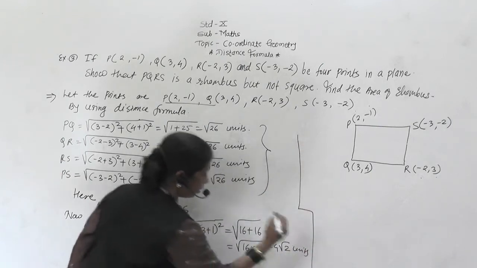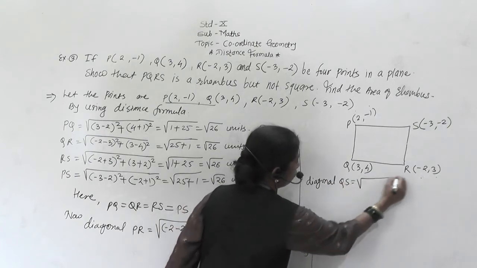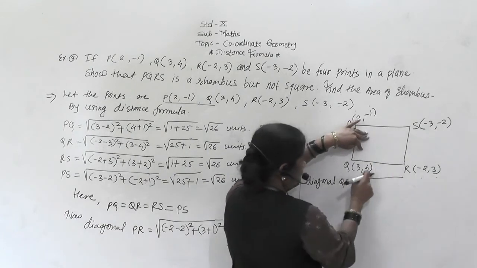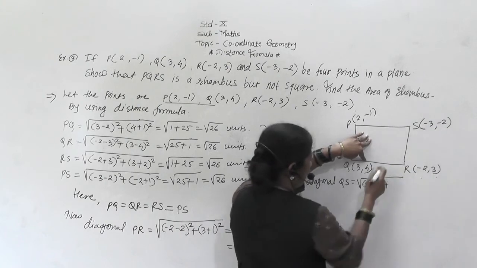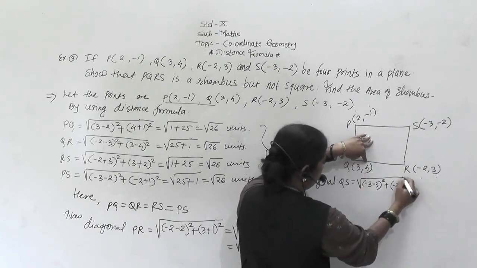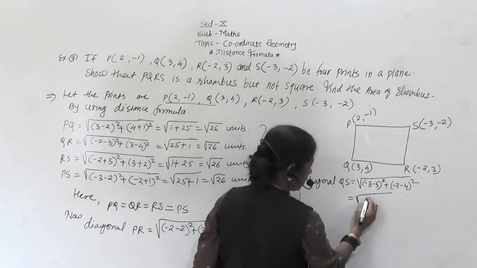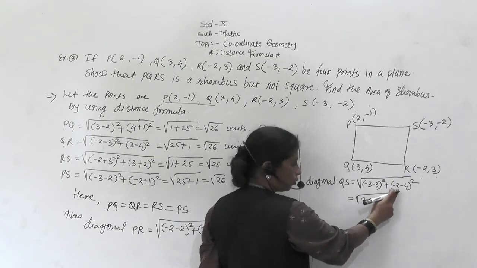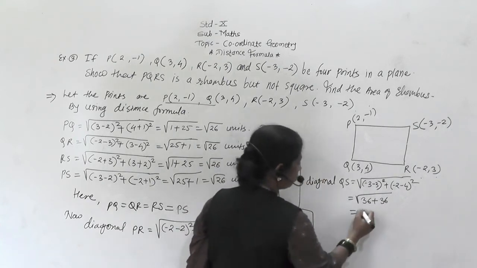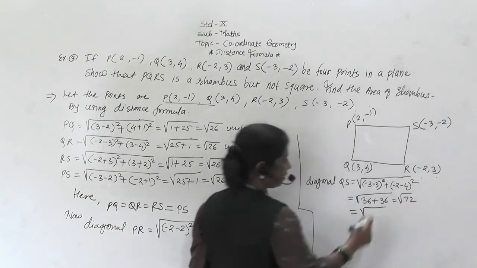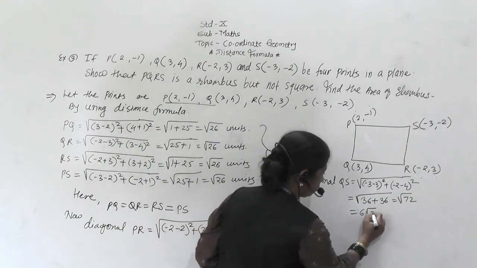Now we will see about the other diagonal, QS. What is the diagonal QS here? x1, y1 is x2, y2. So x2 is what? Minus 3, minus 3 bracket square plus y2 minus y1. So what is y2? Minus 2 minus 4 bracket square. So here minus 3 minus 3, minus 6, minus 6 square is 36. Plus here minus 2 minus 4, minus 6, and minus 6 square is also 36. So 36 twos are 72. So root 72. What are the factors of 72? 36 twos are 72. And what is the square root of 36? 6. So here you will get what? 6 root 2 units. Correct?